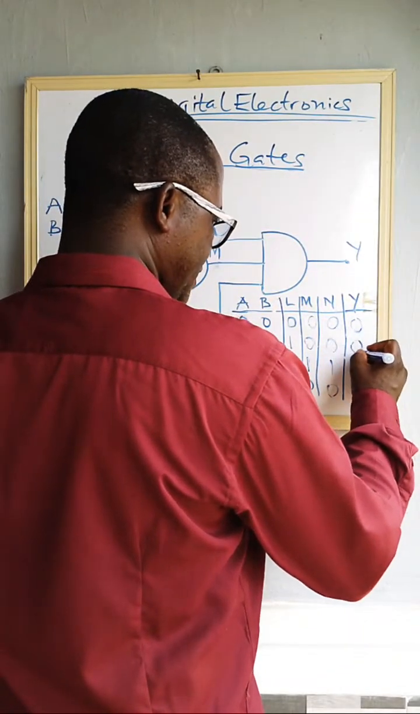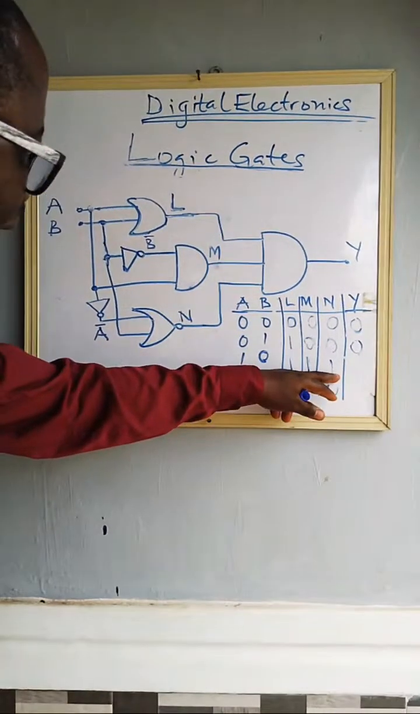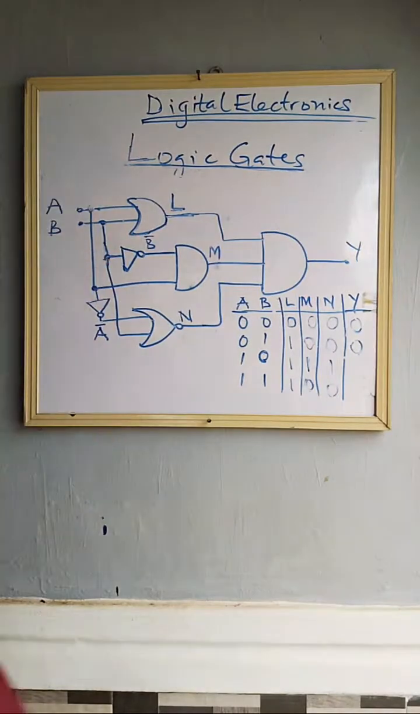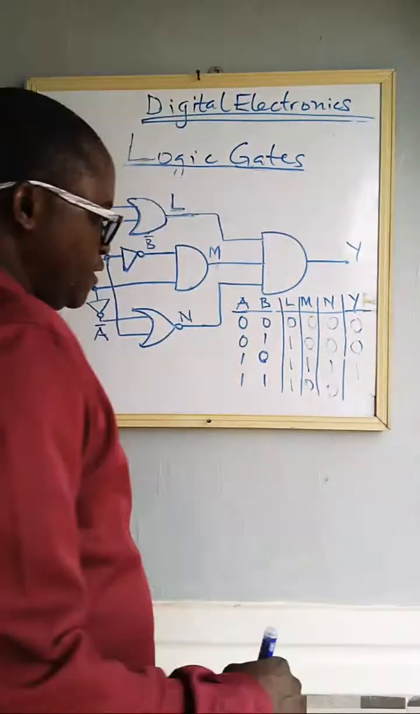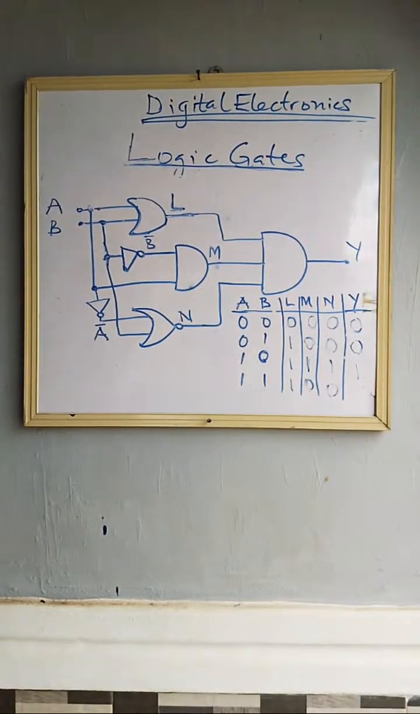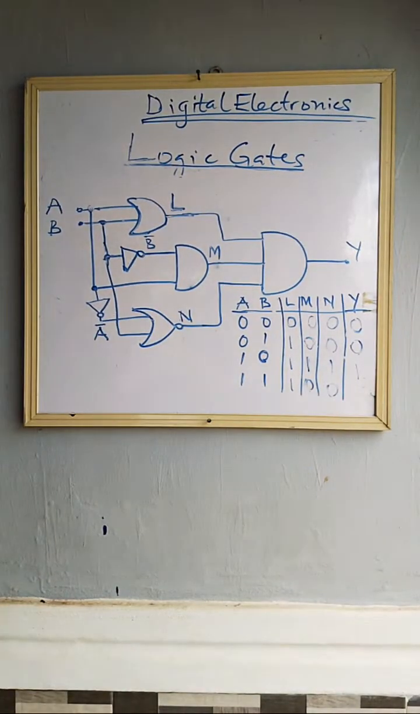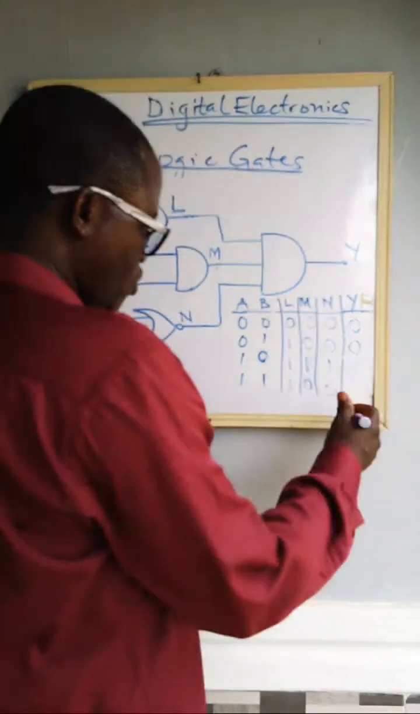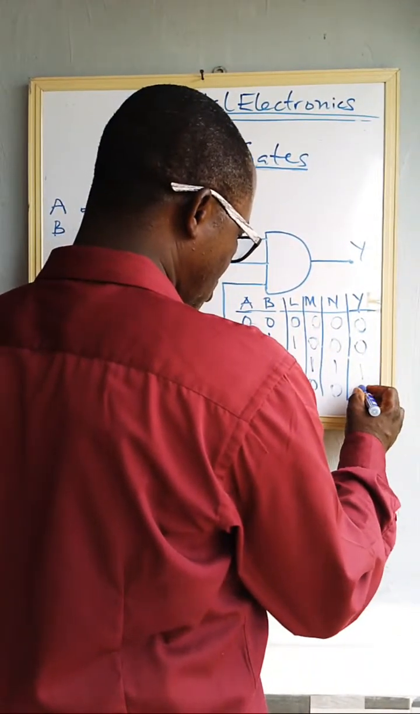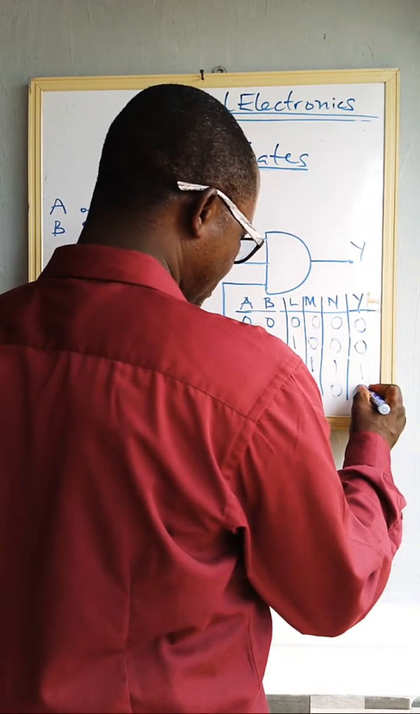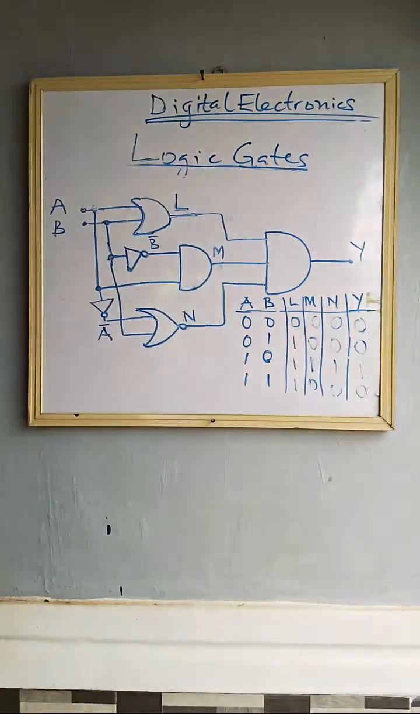Okay. Next one, we have 1, 1, 1. The three of them are high. Surely we are going to have a high at the output. Next, we have 1, 0, 0. At least one of them is a low. For that reason, we are going to have a low at the output. So that is the result.